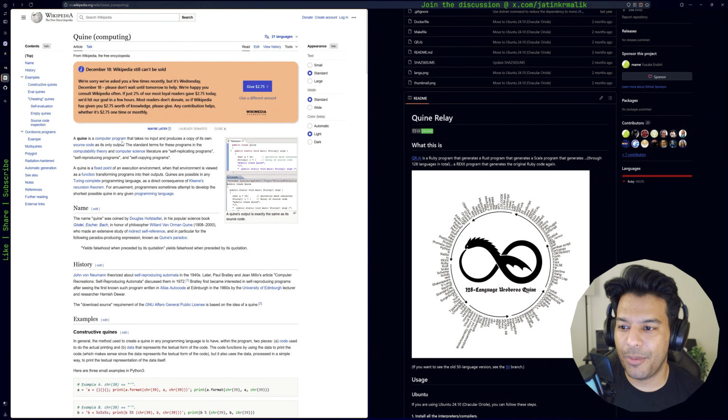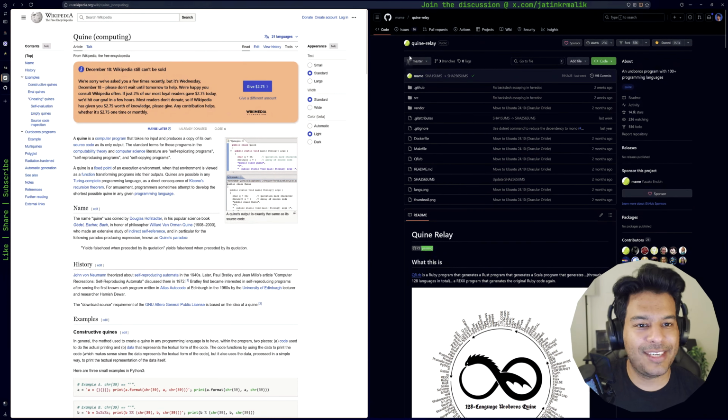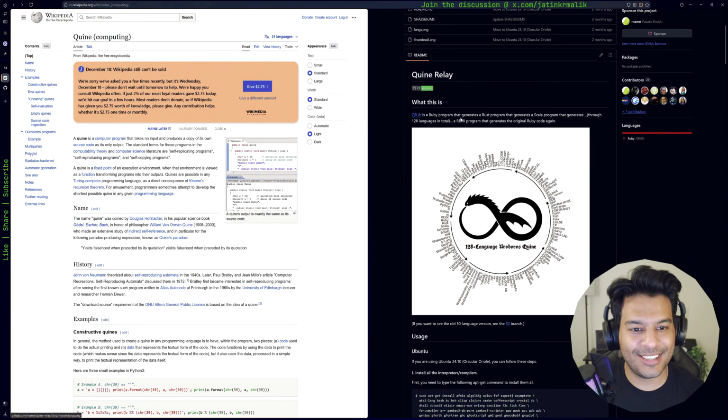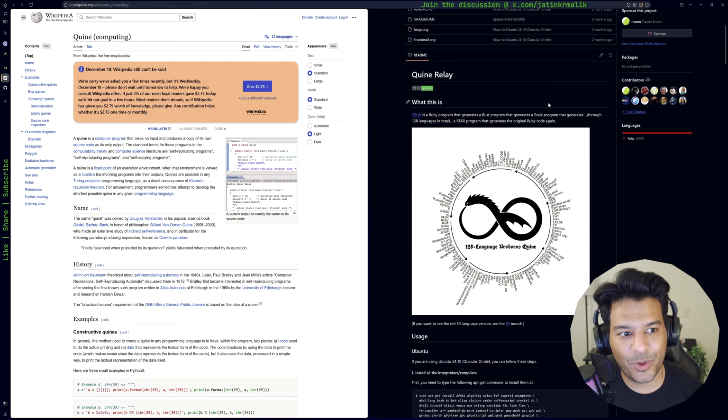So a quine is a computer program that takes no input and produces a copy of its own source code as its only output. And it also reminded me of one of these really cool programs, and it's a very old repository, now has 14,000 stars, which I had starred a few years back, called Quine Relay. What Quine Relay does is it's a Ruby program that generates a Rust program, that generates a Scala program, that generates, and it goes through 128 languages. And then at the end, it generates its original Ruby source code again.